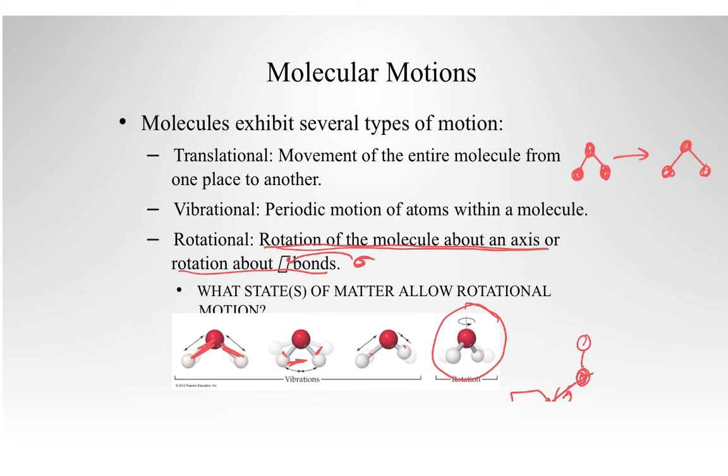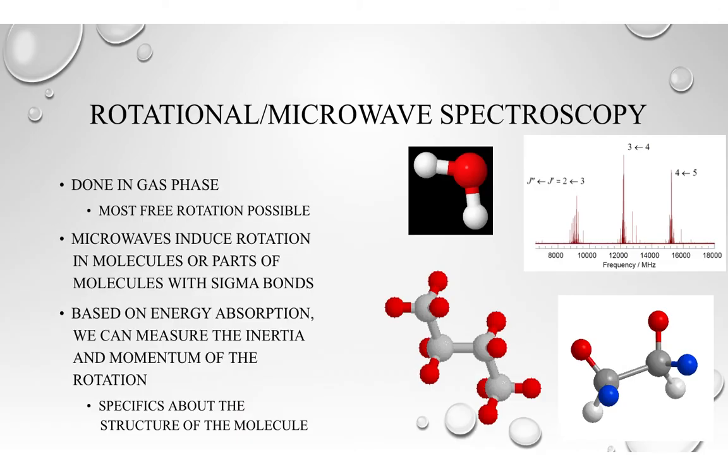So if we think about this, the question is, what state of matter would something need to be in to allow rotational motion? Hopefully without thinking about it too hard, you can go, well, it's got to be in a gas state. It's got to be able to freely move or pivot around without intermolecular forces hindering that rotation. As we get to microwave spectroscopy, we know that it's going to involve rotation. That means we've got to have things in the gas state. So rotational or microwave spectroscopy is done in the gas state because that's where the most free rotation is possible.